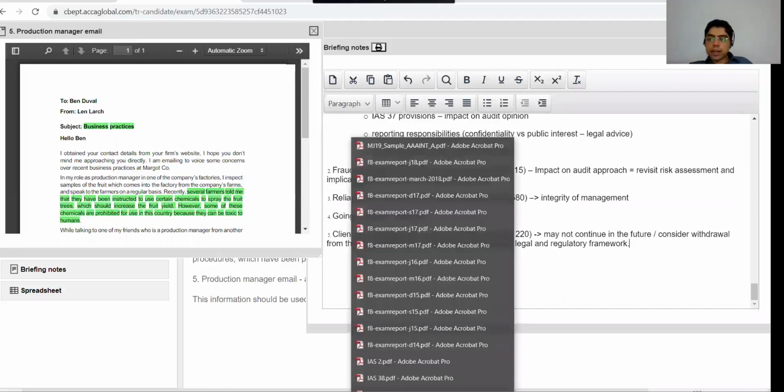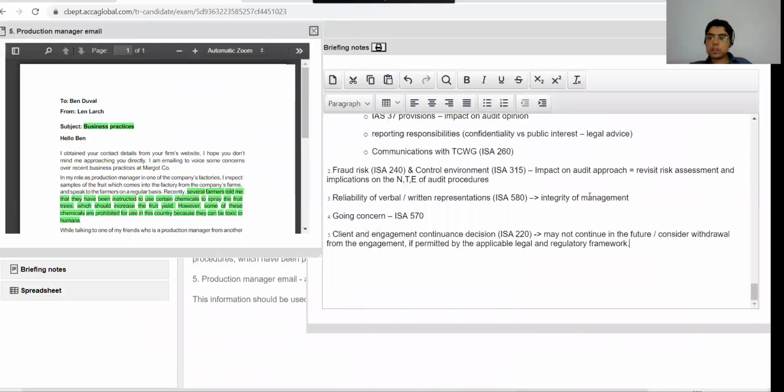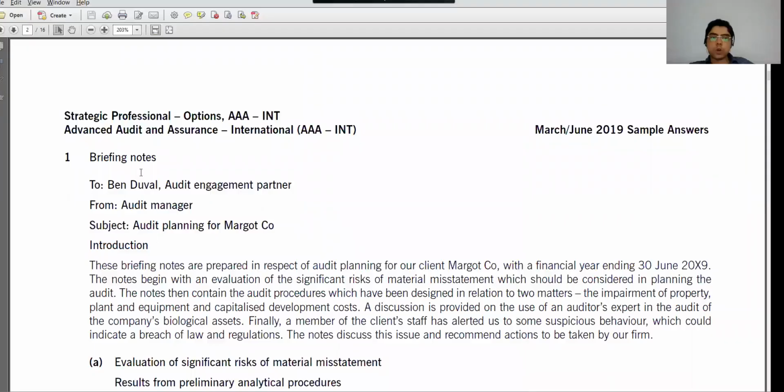Now, as far as these questions are concerned, the question has to take the format of a briefing note. So I would want to show you from the examiner's answer straight away how briefing notes look, so that you could get your professional marks. If you look at it, it has to be headed briefing notes.